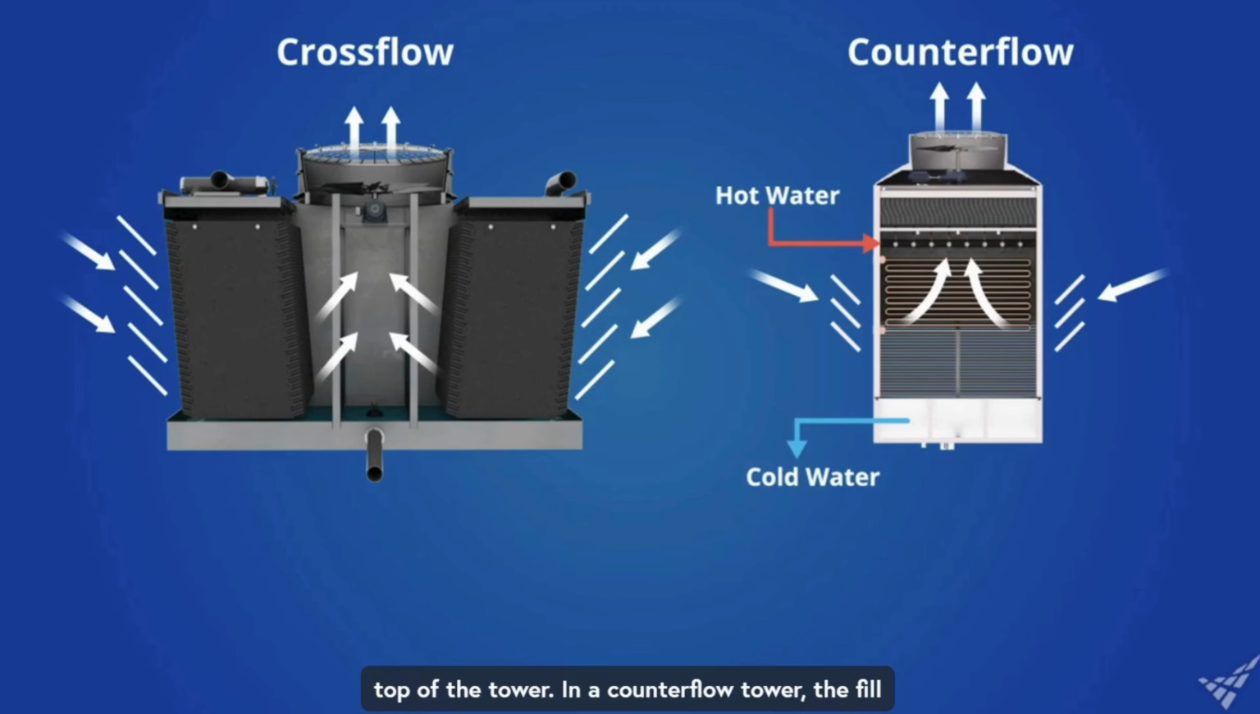In a counterflow tower, the fill extends across the tower. Water is sprayed at the top of the tower. Air enters at the bottom of the tower and flows up through the fill, counter to the falling water.